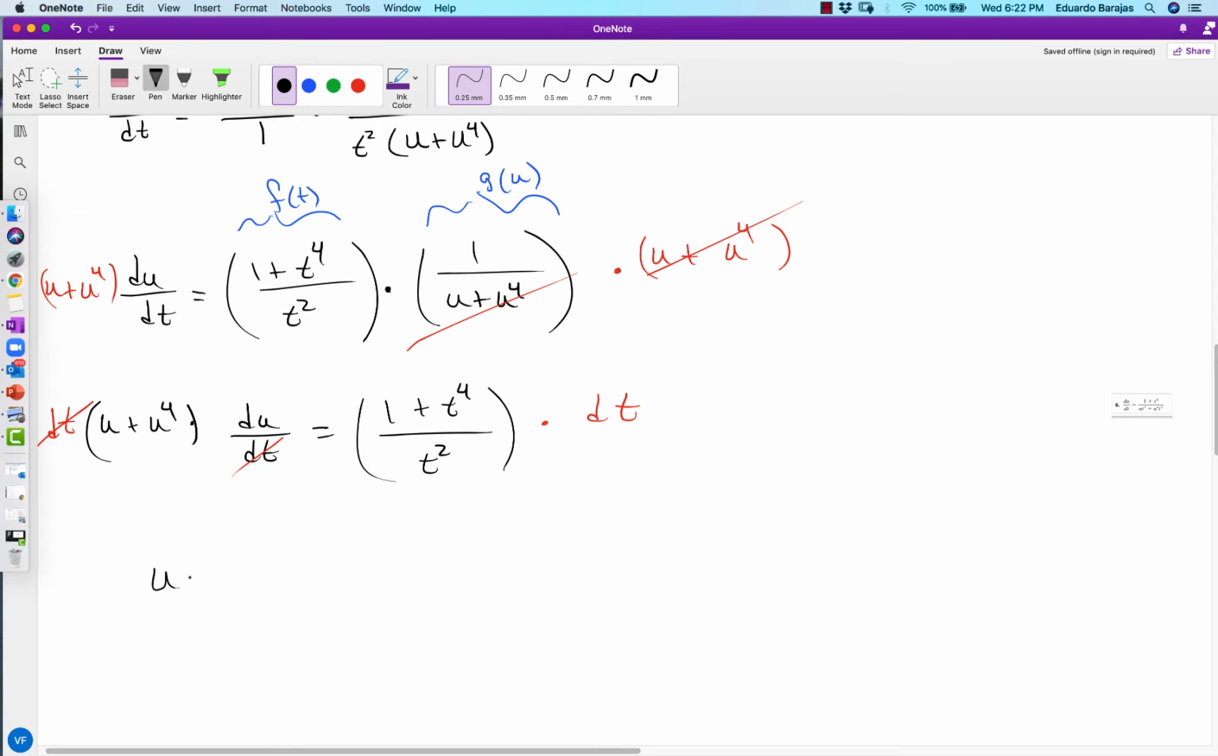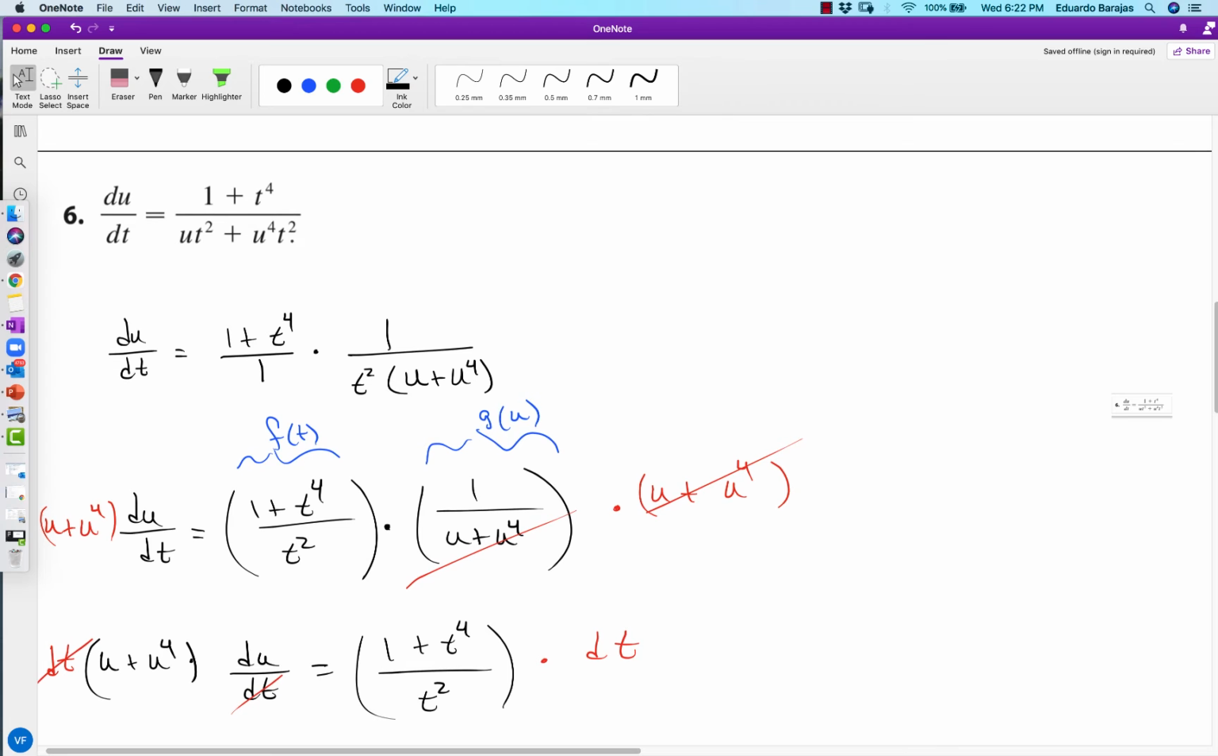The integral, so it's going to be u plus u to the fourth power du is equal to 1 plus t to the fourth power divided by t squared dt. Good. So this was a separable equation because I was able to do this. You're not always able to do this, right? As you can imagine, there are some questions that are presented in such a way that it's impossible to separate them.